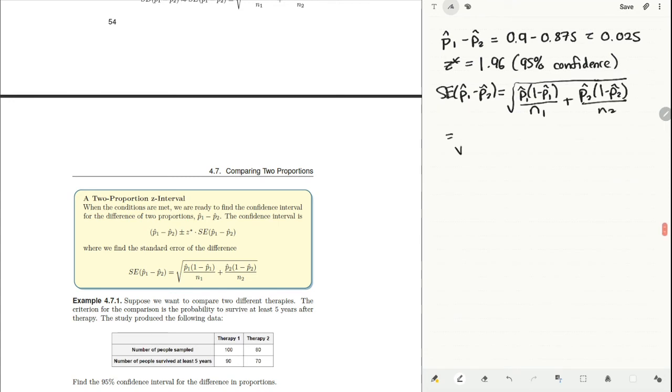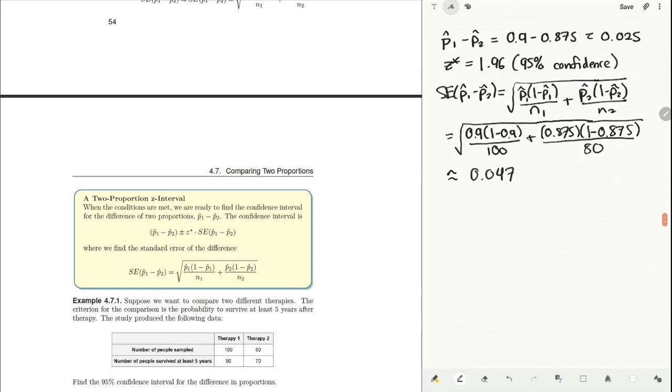So we have the square root of 0.9 times 1 minus 0.9 over 100 plus 0.875 times 1 minus 0.875 all over 80. And this is approximately 0.04761 and so on.